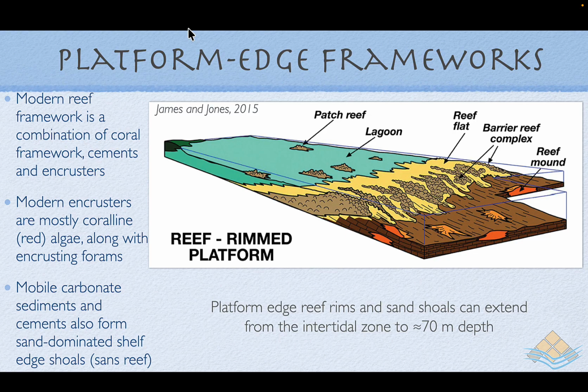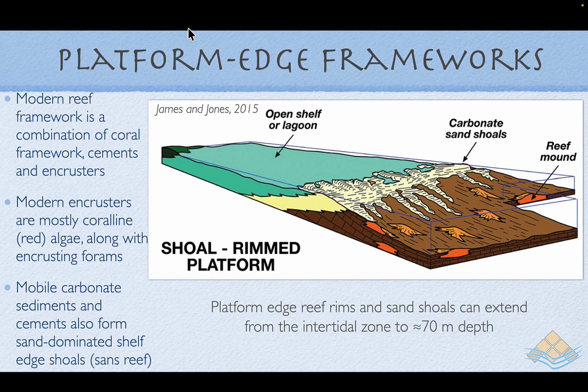In a modern coralgal reef, they're dominated by the coralline algae, a form of rhodophyta or red algae, along with a variety of encrusting forams. Typically, both the encrusting forams and the corals have symbiotic algae to aid in the levels of calcification. We have reef-rimmed edges and sand shoals, both extending from the intertidal zone down to 70 metres depth. We can have sand shoals defining that platform edge.